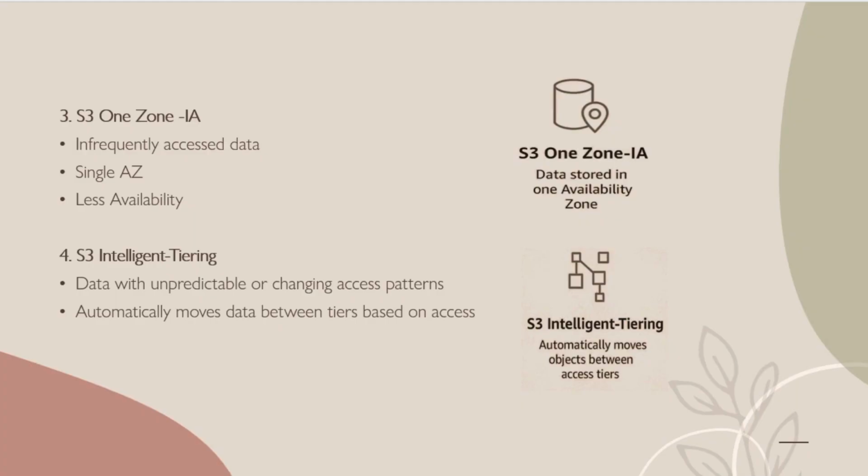By default, if I upload an object it will go to the frequent access tier, and if that particular object is not accessed for 30 days, then it will go to the infrequent access tier. If that same object is not accessed for more than 90 days, then it will automatically go to the archive instant access tier. By doing this, we can reduce the cost for unused objects.